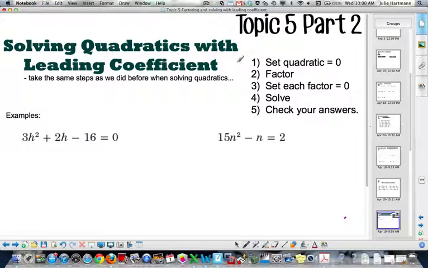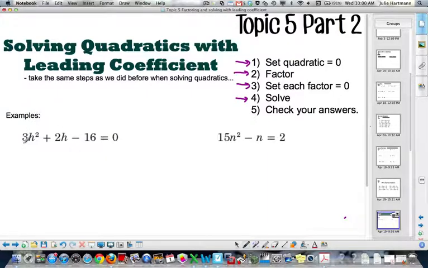So you're going to take the same steps as we did before. You want to make sure it's set equal to 0, then you factor, set each factor equal to 0, then you solve and check your answers. When we're solving, it's already set equal to 0, so now we factor. Factoring is the more difficult part of this. Solving is a little easier, but let's get through it.